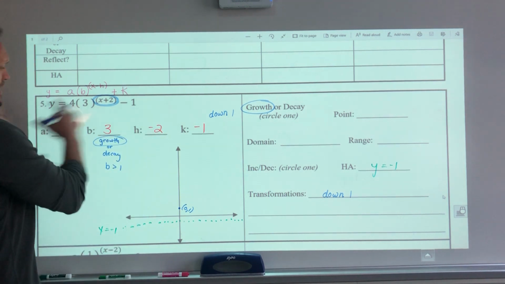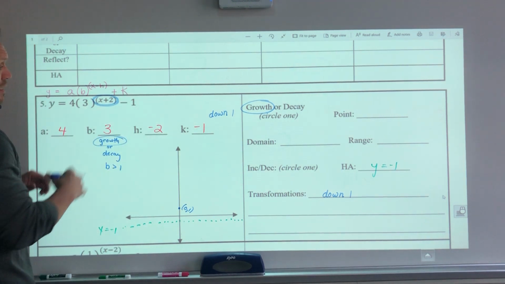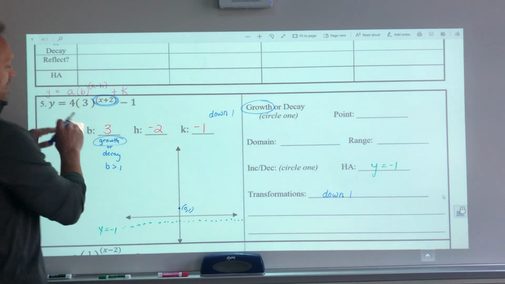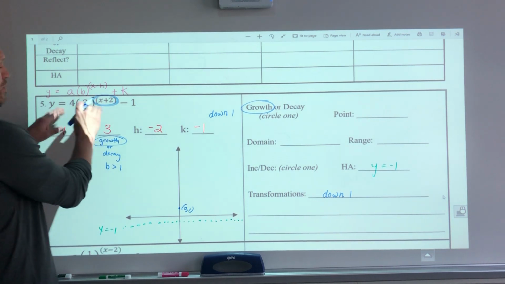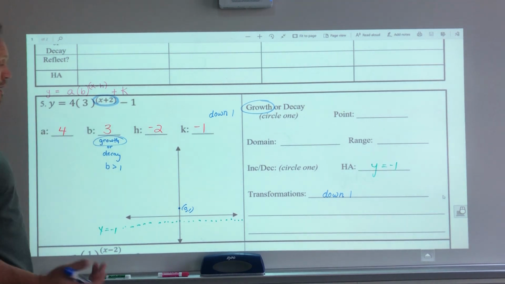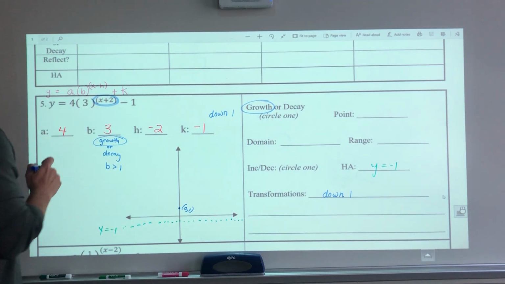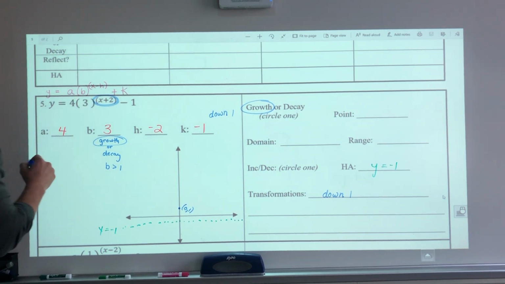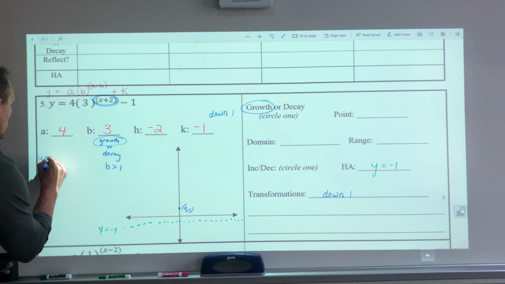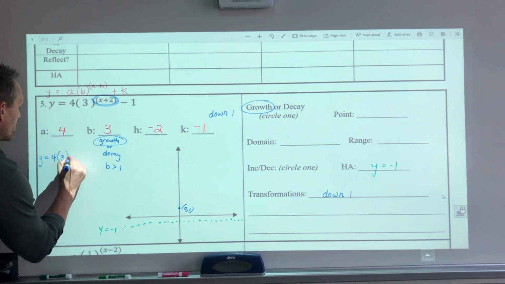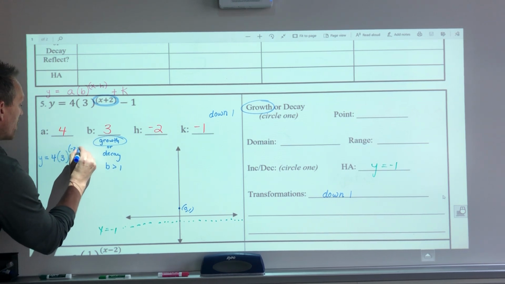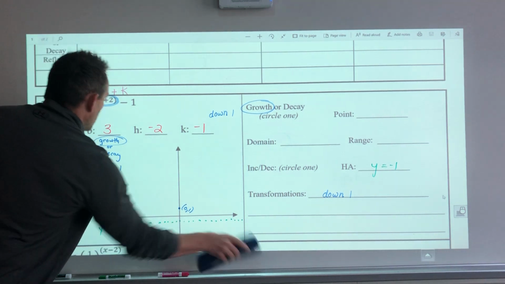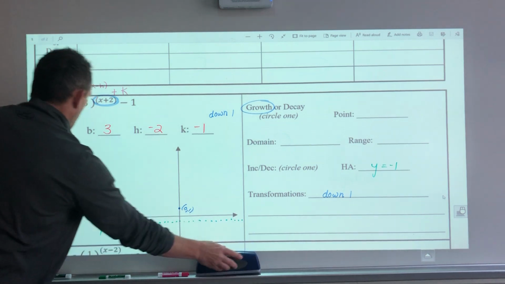Unlike the other one where we're sliding left, right, we're doing all these types of things. Even though these are transformations we're going to talk about, for exponentials, because it's not a logarithm, you can plug this value into a calculator or whatever and figure out where your points are going to be. So if I make x -2, that means I would have y equal to 4 times 3 to -2 plus 2 minus 1.